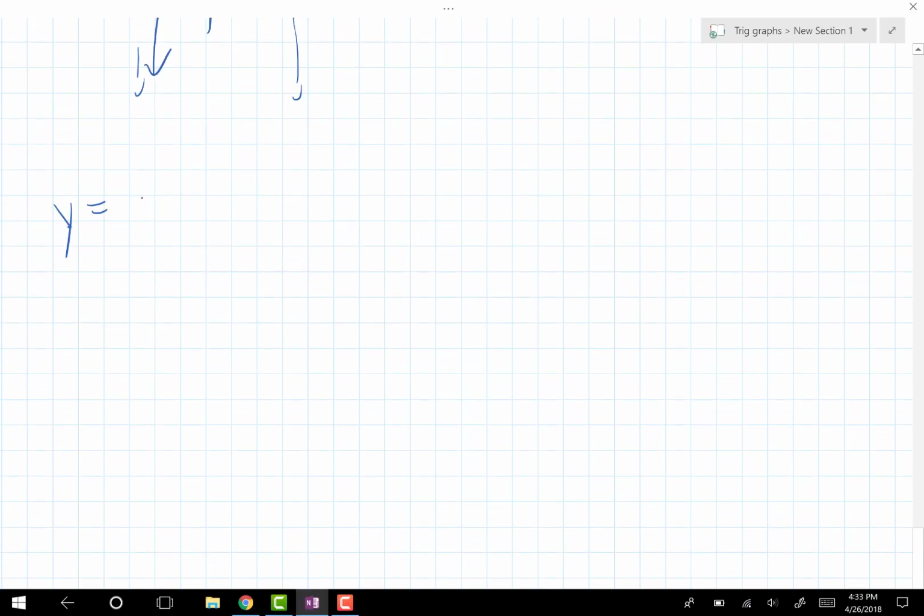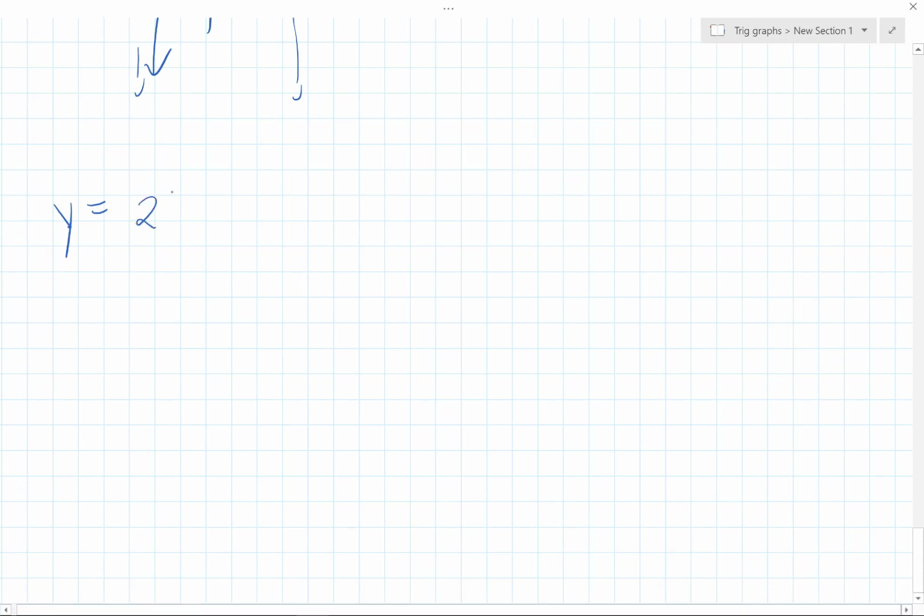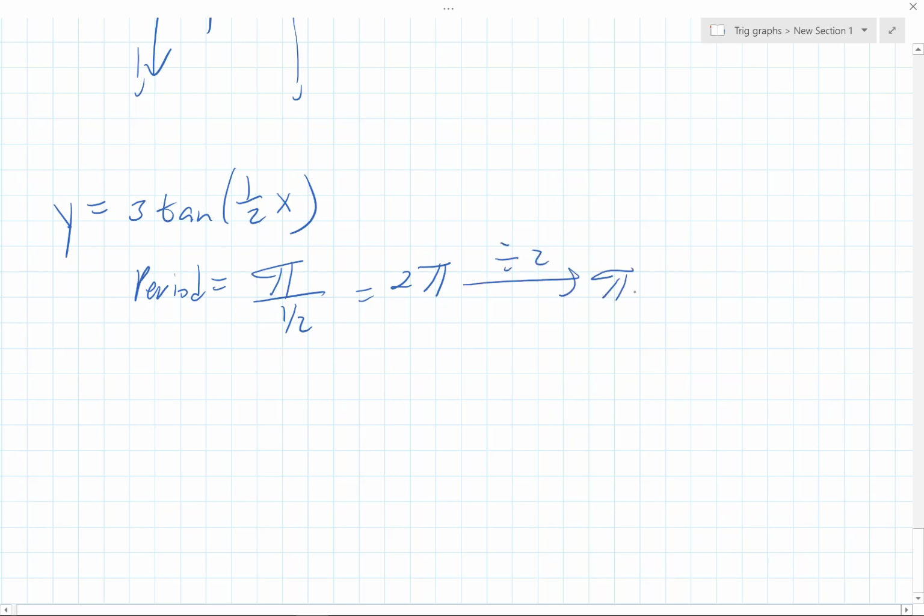Let's see. So if we did it again, let's say you had y equals 3 tangent of, I haven't done any with the fractions there yet, I keep forgetting, 1/2 x. So here the period would be pi over a half, so it ends up being 2 pi. We're going to split that in half, so it's going to be pi on either side. So on one side I'll have pi, on the other side I'll have negative pi, and that's where the asymptotes go.